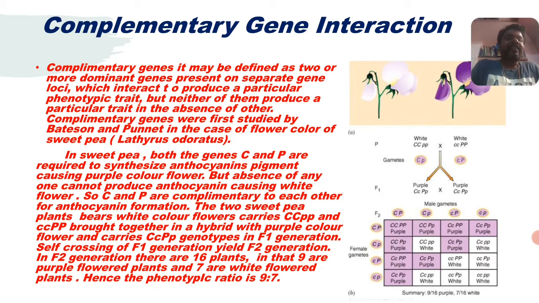Is it clear? If capital C and capital P are not both present, that is, only capital C or only capital P is present, in homozygous or heterozygous condition, then in the absence of one of the dominant genes they show the white-colored flower trait. Out of 16 zygotic offspring, 9 are purple flowers and 7 are white flowers. Hence the ratio is 9:7. Remember, this is complementary gene interaction.